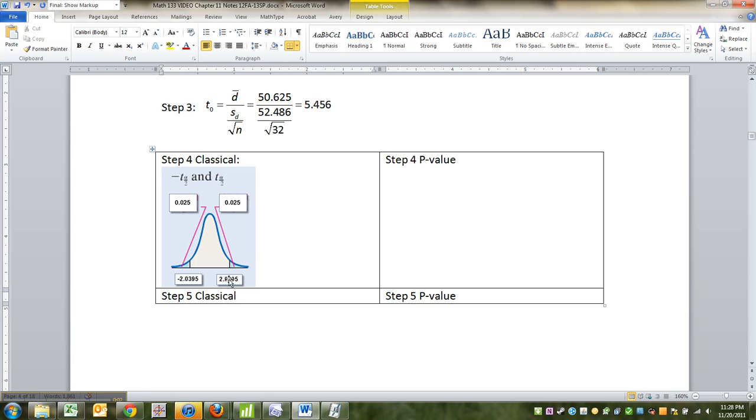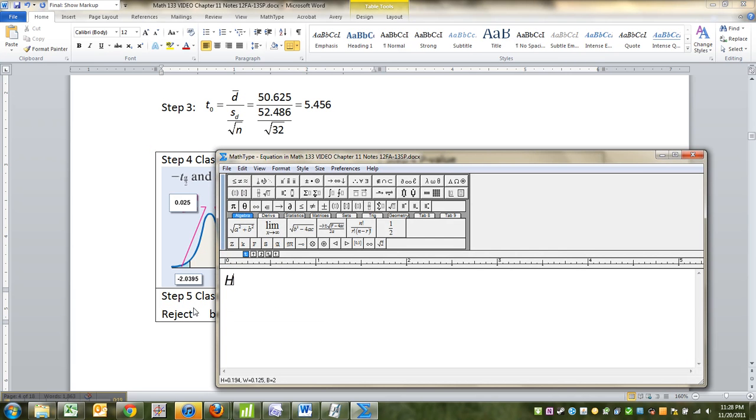Continuing our work here, we found these critical values using Excel, and now we need to make a decision. And the answer is we are totally going to reject H naught. Reject H naught because, oops, I better put in an H naught here. H naught.